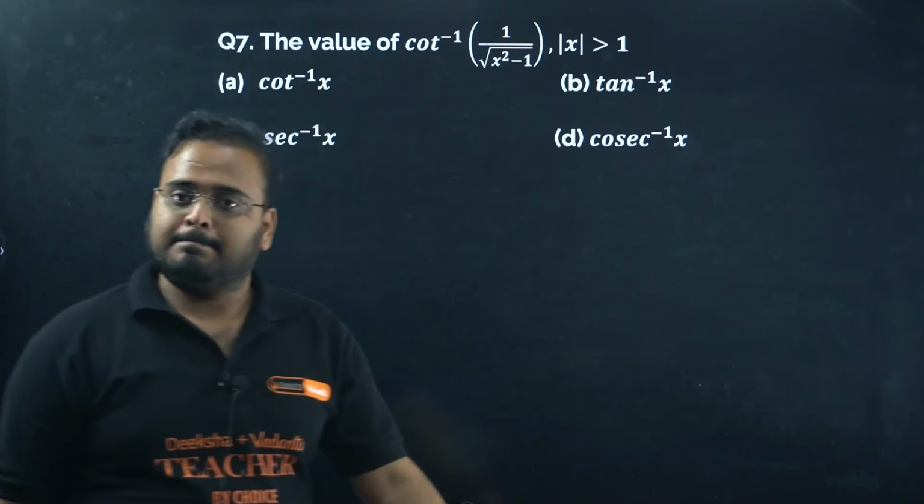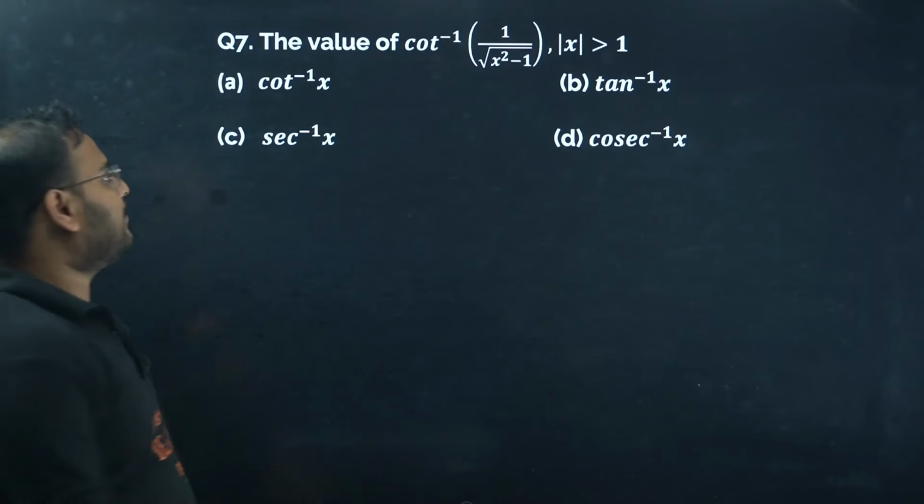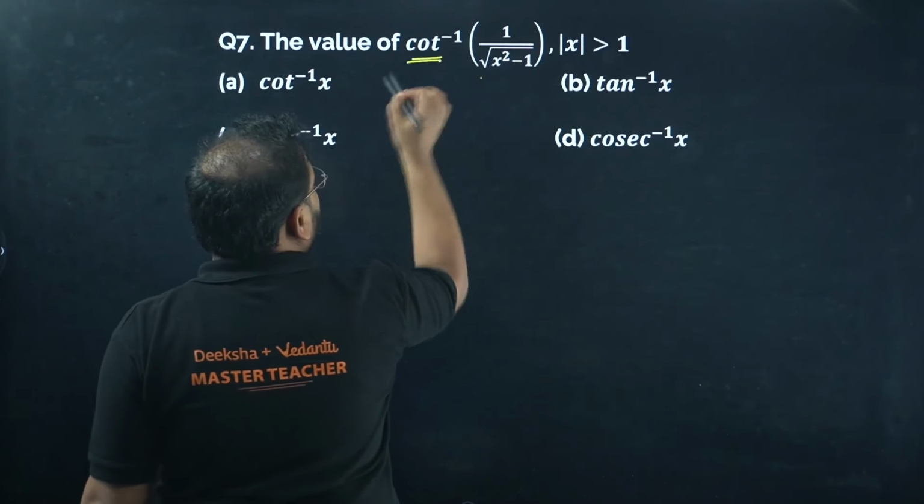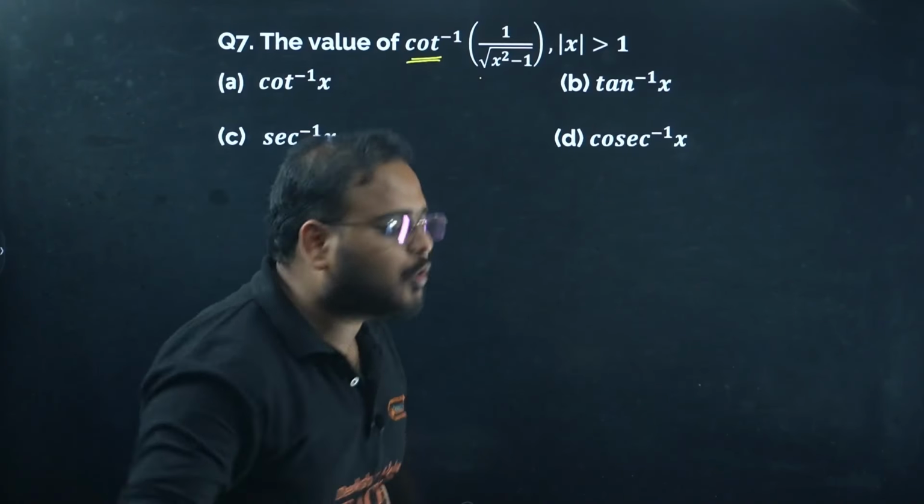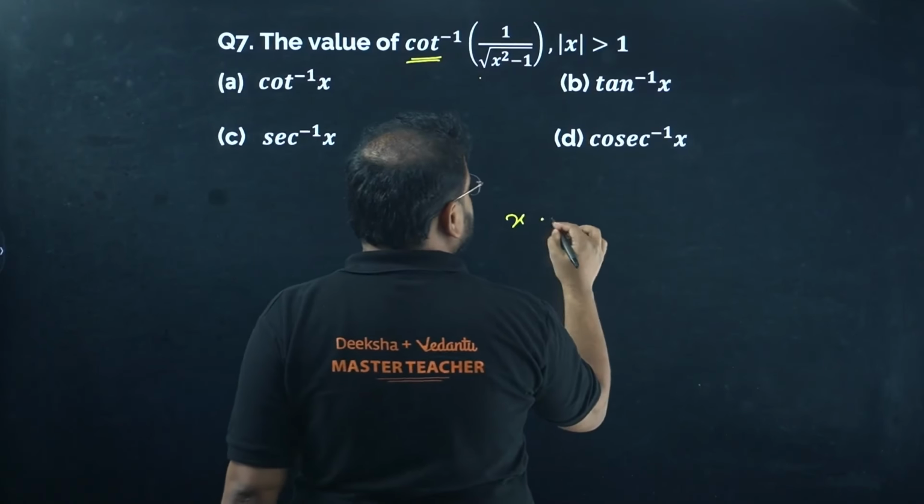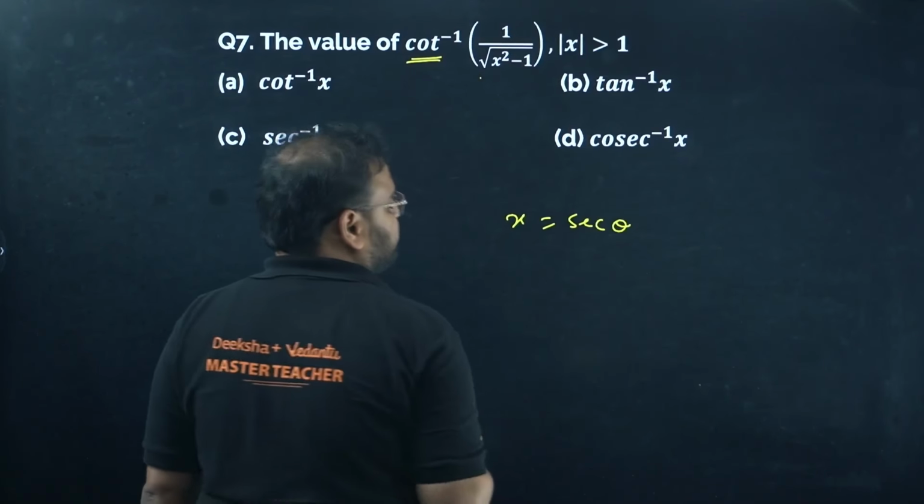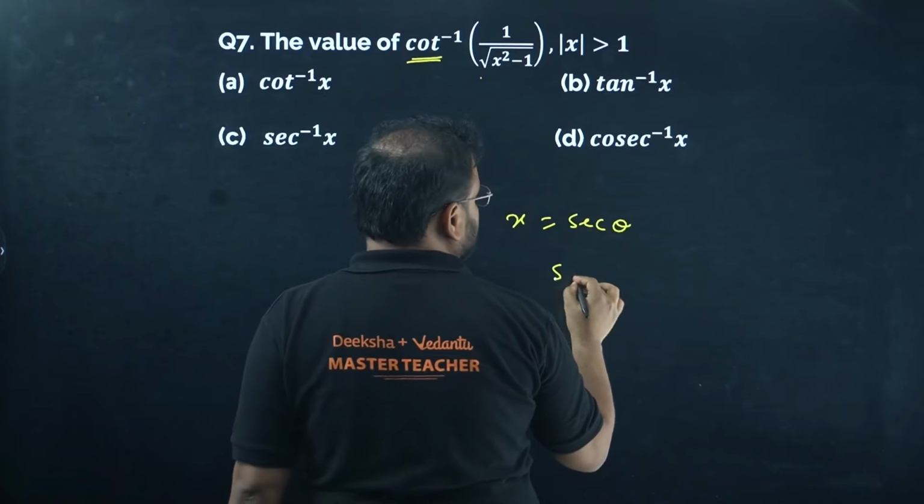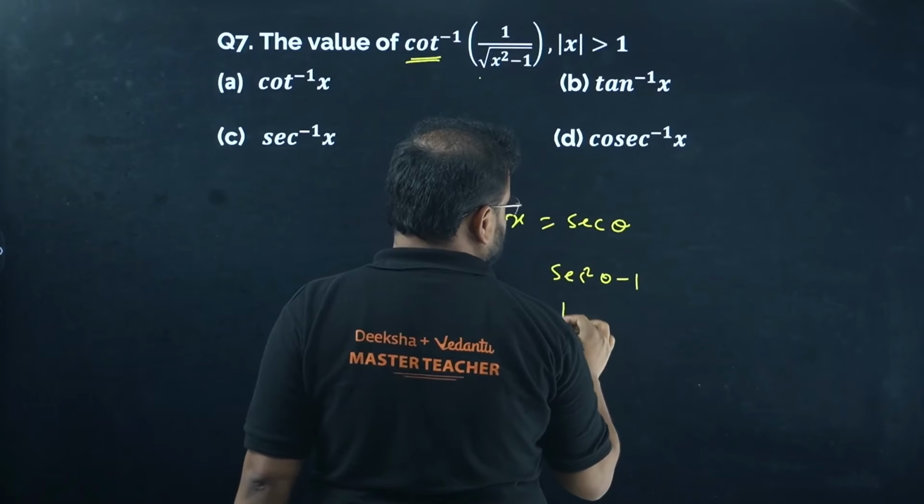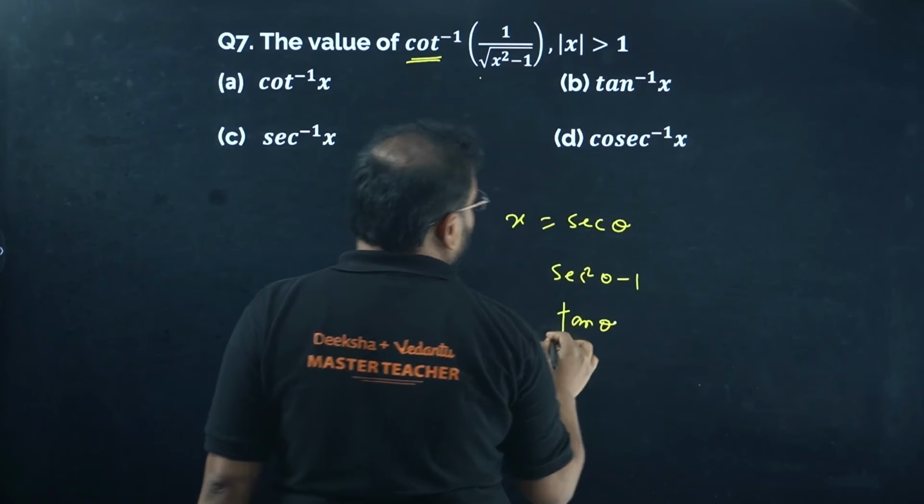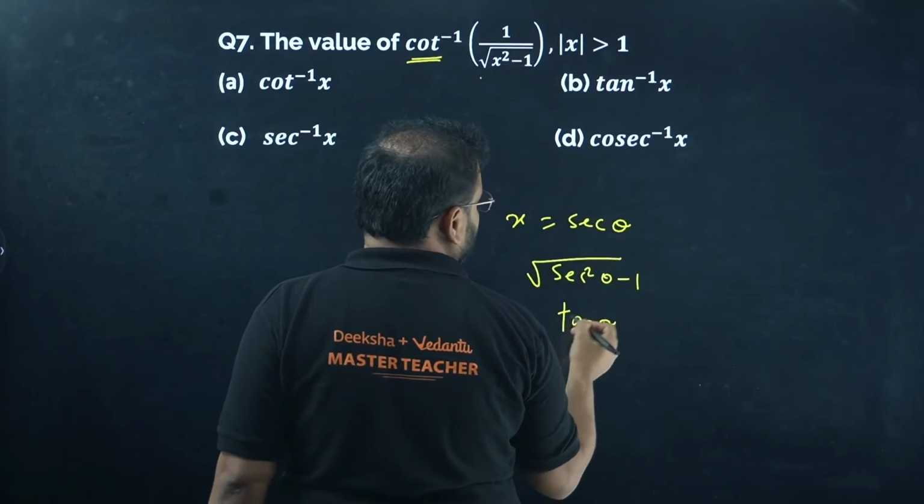Cot inverse of 1 upon root of x square minus 1. Outside we have cot inverse, means we have to make the bracket also cot. Take this x as secant theta. It becomes secant square theta minus 1. How much is that? Tan theta. Because if you take the root, it will become tan theta.